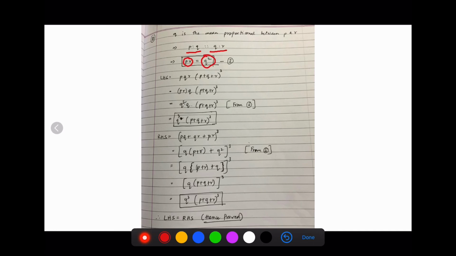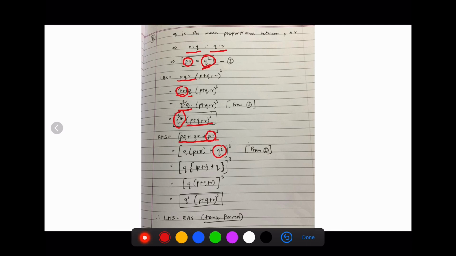Now you can rearrange pqr to write p into r into q. Because p into r is q square, I can replace that and write q square into q. So I get q cube into the cube of p plus q plus r. Then in the right hand side, I have pq plus qr plus pr whole cube. And from here, I can replace pr to be q square from the previous relation.